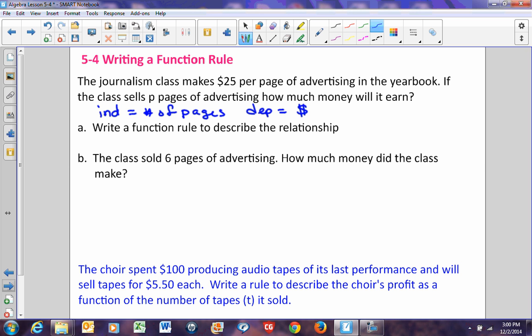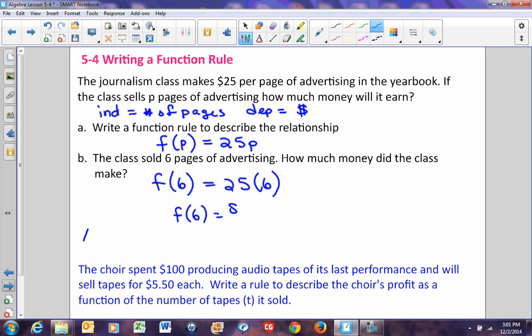Okay, so since my dependent variable is my money, we're going to write a function rule to describe how much money we earn based upon the number of pages we sell. My function rule is f of p, the function of the pages I sell, equals 25 times the number of pages, because it's $25 per page for advertising. If I sold 6 pages, I'm not going to find f of p now, I'm going to find f of 6, which is 25 times 6. And 25 times 6 is $150. So you will make $150 if you sell 6 pages of advertising.